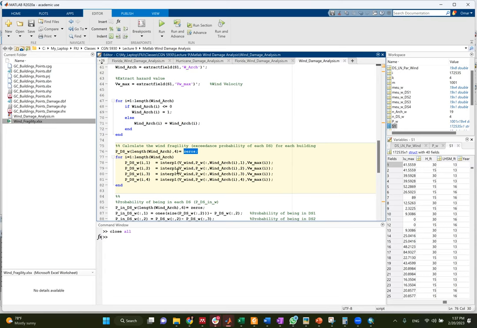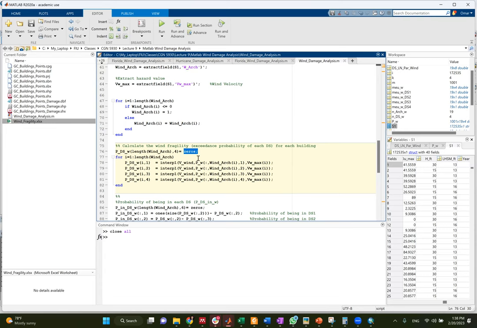Sorry, this is the wind speed. Let me show you. So the input for this function, you give the x and y values from the original function. Like you give this function the wind speed here, and also the vector of the probability of damage.